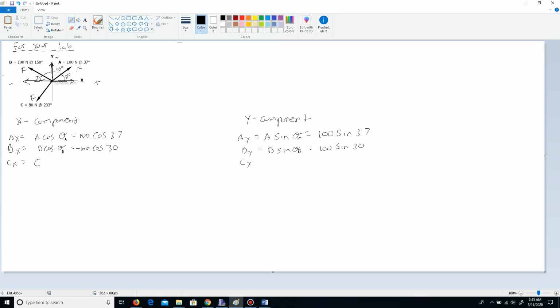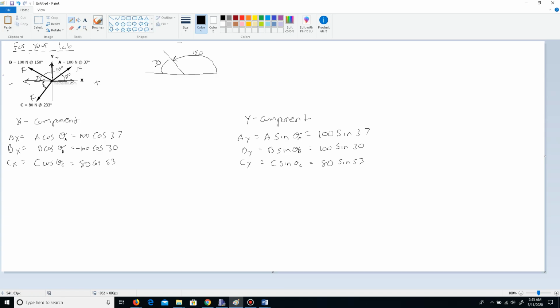So Cx would be C cosine theta C, and Cy would be C sine theta C. C is 80 newtons, so 80 and 80, and then we'll do sine and cosine, but we need to get this angle. This is 233 degrees. This is 180. So that means this is 53 degrees. So cosine of 53, sine of 53. Okay, so let me just be clear. That was 150.